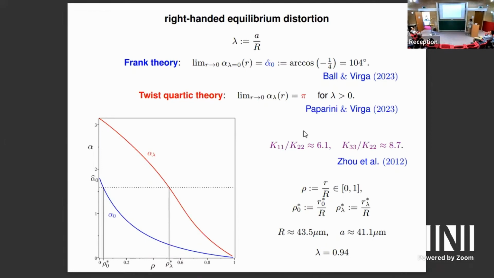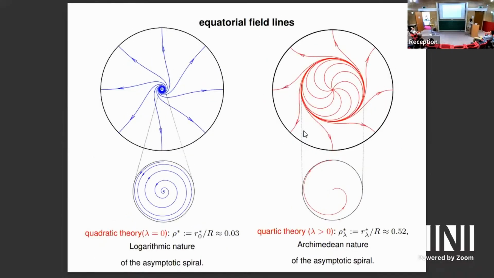To better understand this result, I'm interested in the equatorial field lines, the field lines on the equatorial plane of the spherical cavity. And we see that, as I said before, the defect cores predicted by the two theories are very different, qualitatively and quantitatively. You might have missed this, but the quadratic theory is the initial Frank theory. And how are they getting the twisted defect core in the Frank theory?